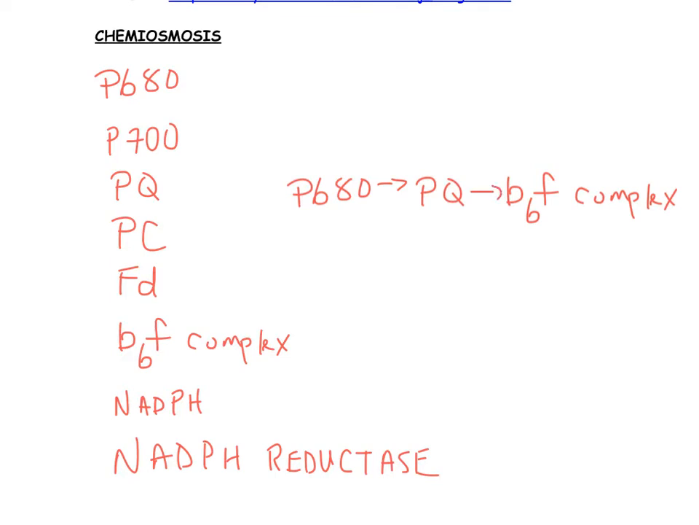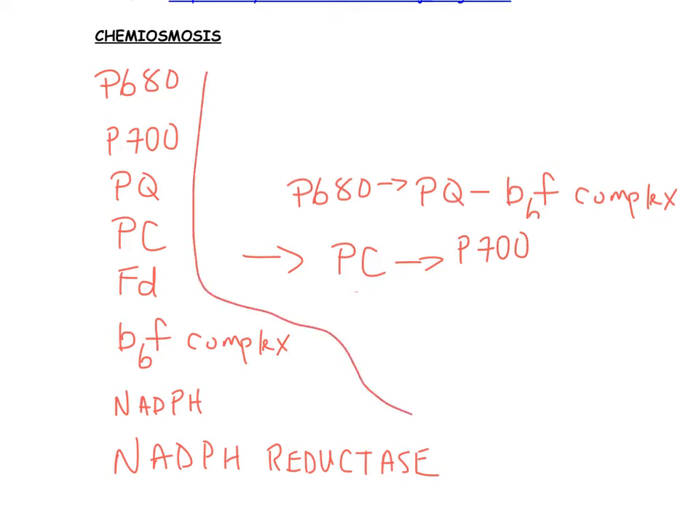And I'm running out of room here, so I'm going to write my little arrow down here. So once B6F comes into play, then I transfer the electron to another mobile carrier. That mobile carrier's name is PC. Once that's done, then the electron goes from PC to filling the hole in, you guessed it, P700. Here we go.